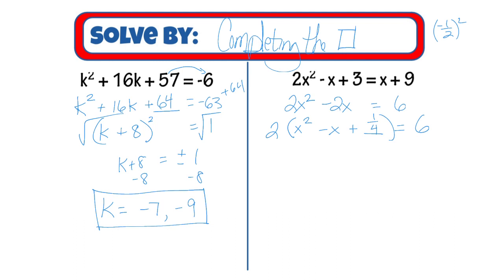But when I put the 1/4 there, again, I actually added it to the left side. I got to keep it balanced. I got to do it on the right. But be careful, because when I put a 1/4 in the blank, that 1/4 is going to get multiplied by the 2. So I didn't really put a 1/4 on the left side. I put a 1/4 times 2, which is a 1/2. So what that means is that I put a 1/2 on the left side. I'm going to add a 1/2 on the right side.